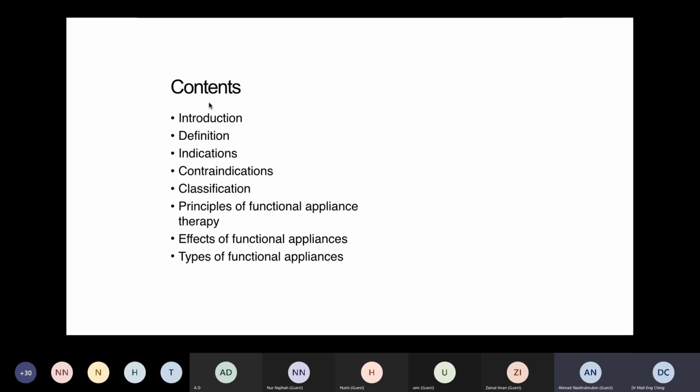So the content of the lecture: the first one is introduction, what is myofunctional, then orthopedic appliances, then definitions, indications, contraindications, classifications, principle of functional appliances, then effect of functional appliances, then the types of functional appliances.